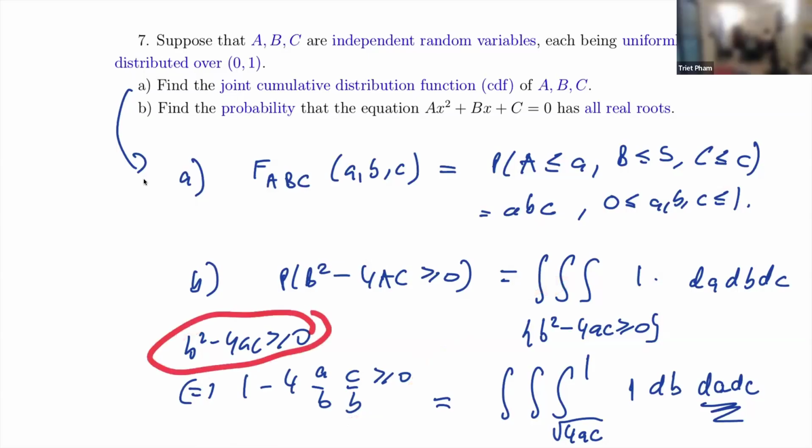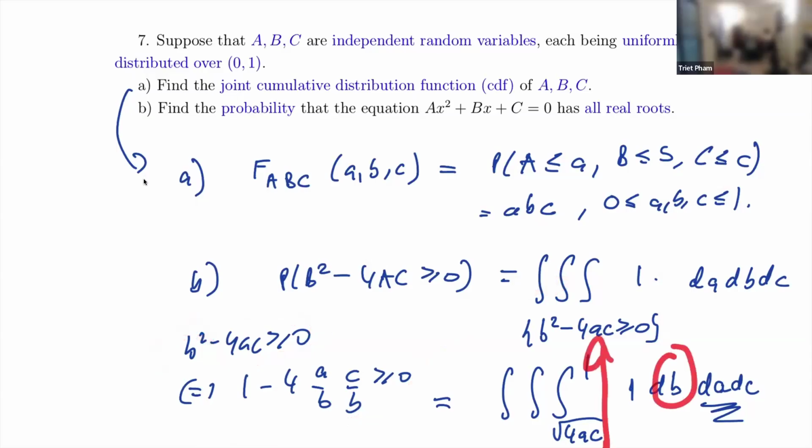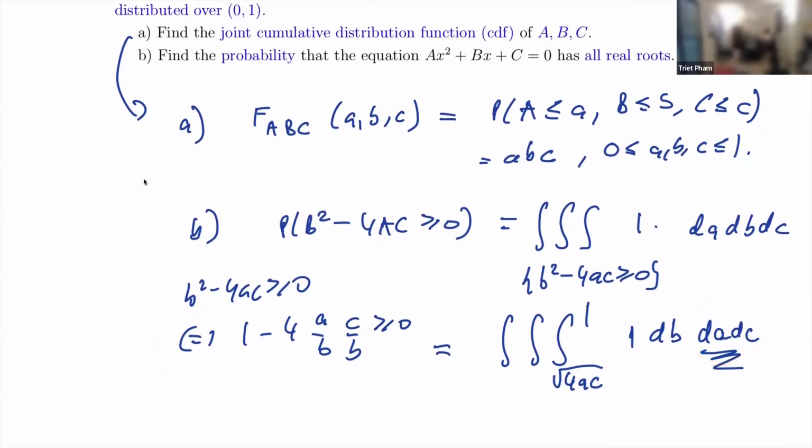So basically, this just tells you that B moves by itself, so you separate B out first, moving from square root 4AC to 1. Okay. Now, how do we decide the bounds on A and C? What is the bound? What are the bounds on A and C? Is it 0 to 1 and 0 to 1?